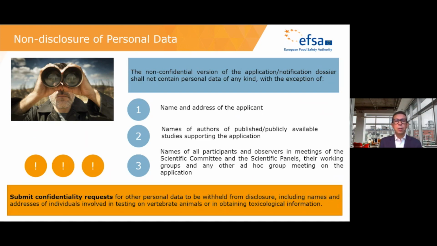There are exceptions which are listed in this slide and also in Article 39E of the General Food Law, amended by the Transparency Regulation. Notably, these are the name and address of the applicant, as well as the names of authors of published or publicly available studies, as well as the names of the participants to scientific committees and scientific panels, although the latter category is obviously less relevant for the content of an application dossier.